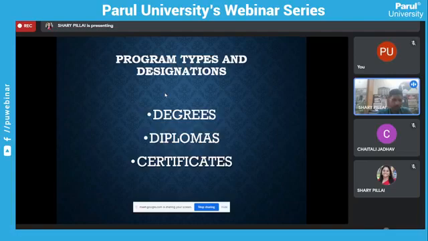Certificates are awarded after the completion of short courses. Certificate programs are typically, as I said, 1 year or less, and are offered by many universities, colleges, and vocational schools. They are professional development courses. They include professional development and continuing education, and complement other degrees and diplomas.